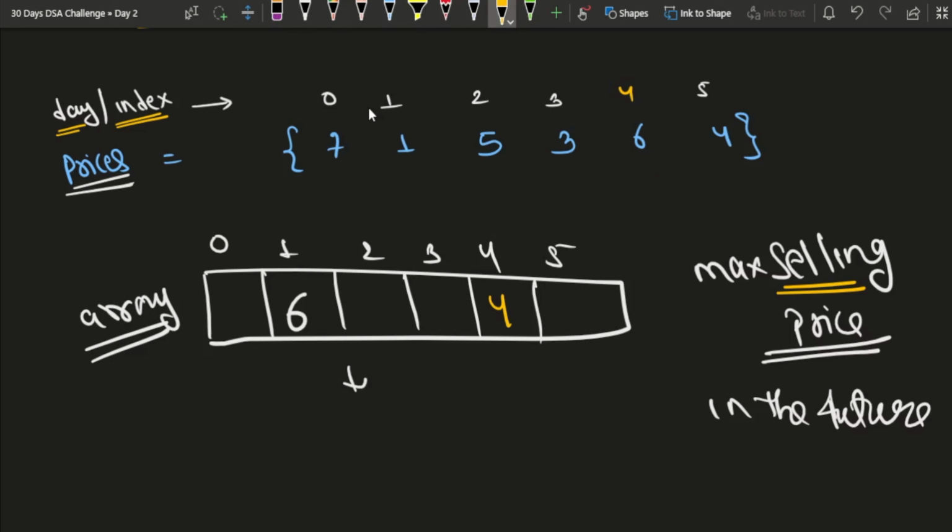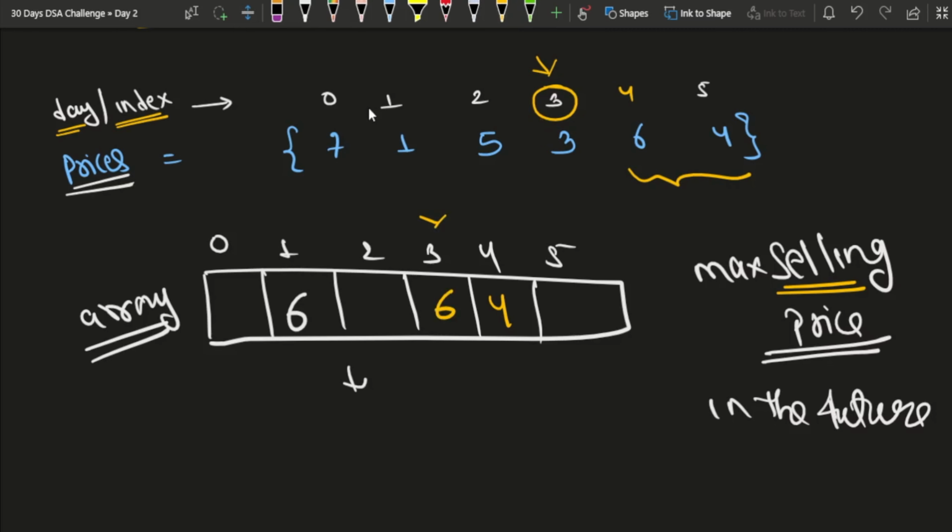Again, think of it this way: if I decide to buy the stock on day number 3, then in the future what will be my maximum profit? Maximum profit will be 6. So at index number 3 we will store 6, right? So this is the intuition behind this particular approach.